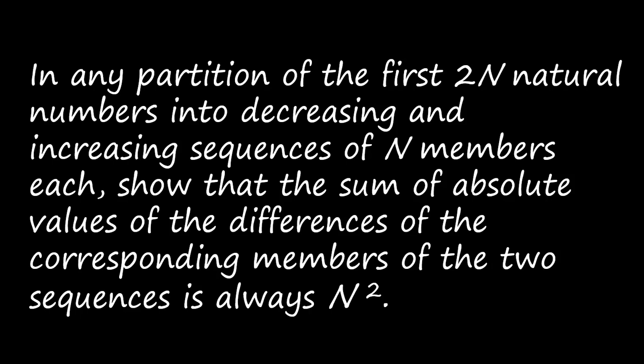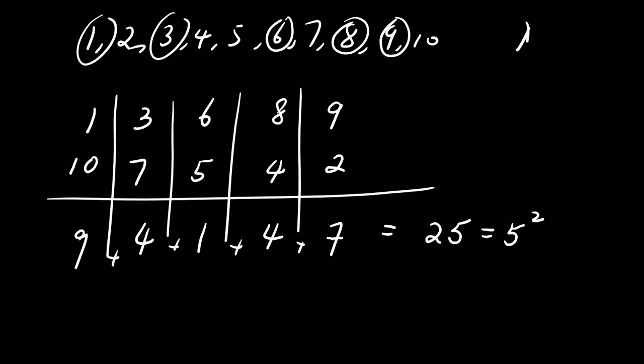So in any partition of the first 2n natural numbers, which is 1 to 2n, into decreasing and increasing sequences of n numbers each, show that the sum of the absolute values of the differences of the corresponding numbers of the two sequences is always n squared. In our example, n equals 5.